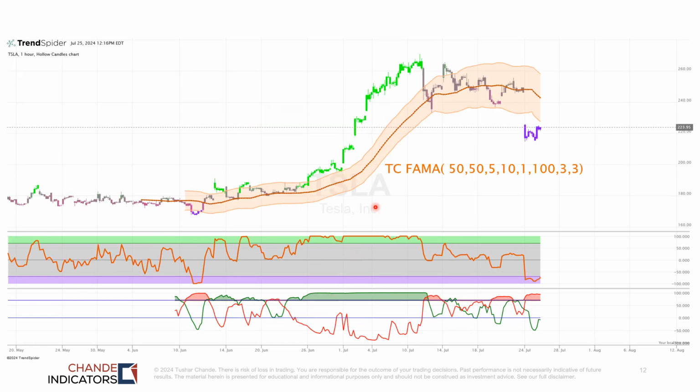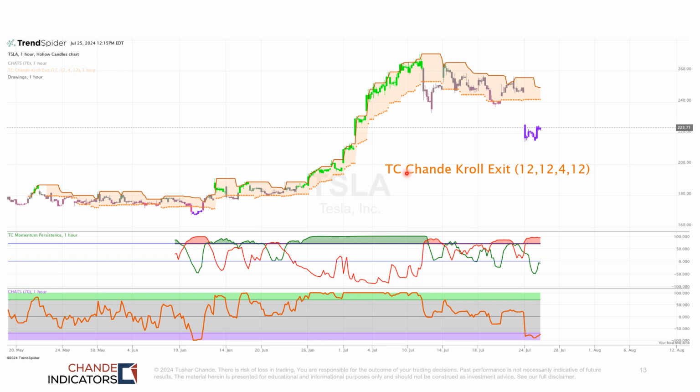This is the hourly chart for Tesla. The CHATS indicator reaches 100 in this area. We're long, follow the trend up and exit there with the 50 bar moving average. So the hourly Tesla chart again with the Chande Kroll exit. This is the generator. You're long, follow the trend up and exit on this reversal above the 50 bar moving average.